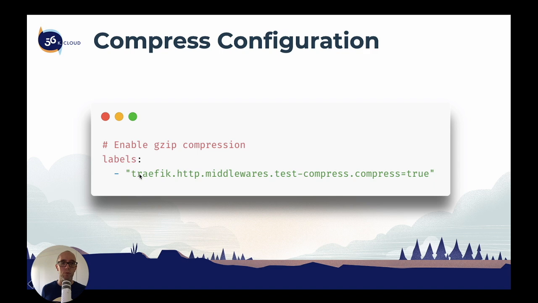It's one label. We just essentially assign the label traefik.http.middlewares.test-compress=true. The test-compress, as you remember, is the user-defined name of the middleware, and compress is the middleware name provided from Traefik. And all we have to do is enable it to true, and everything else is done for us. Then we have compression enabled.